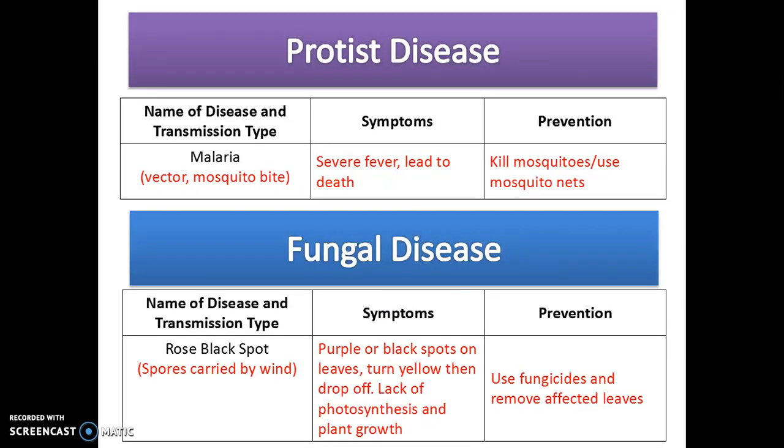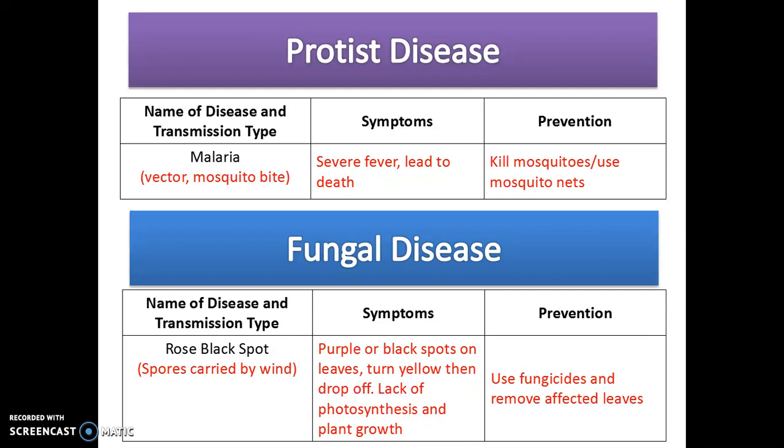Next few, if you don't get this again, please pause the video. So malaria: spread by a vector, the mosquito bite, and symptoms are severe fever that can lead to death. Preventions are to kill mosquitoes and use mosquito nets.